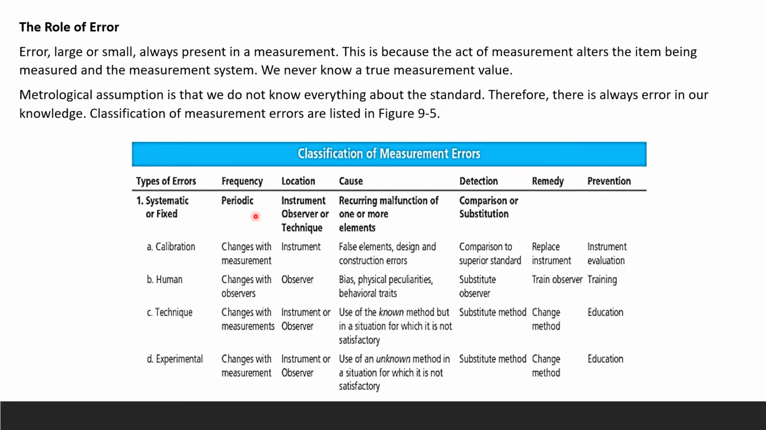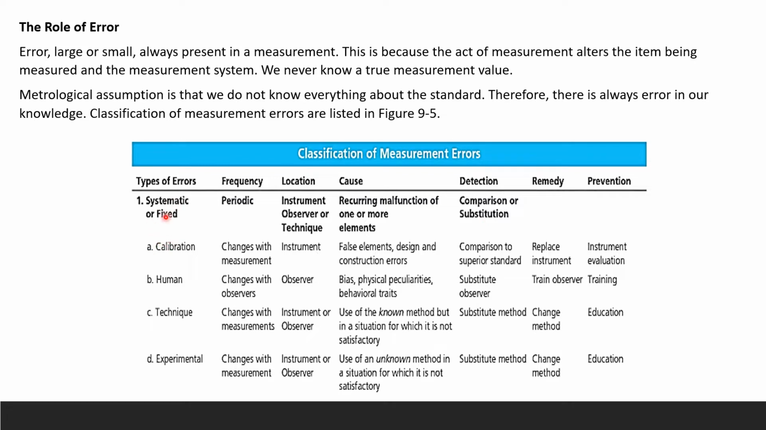Frequency: systematic is usually periodic, okay, and location: instrument, observer, or technique. Meaning, like you are using an instrument, and when you read the reading, you're going to make a mistake. When you do your measurement technique, you're going to make a mistake, because that's how you get this systematic error. The cause is malfunction, okay, repeated malfunction of one or more elements. Detection: we find these errors by comparing your measurement or substituting it.